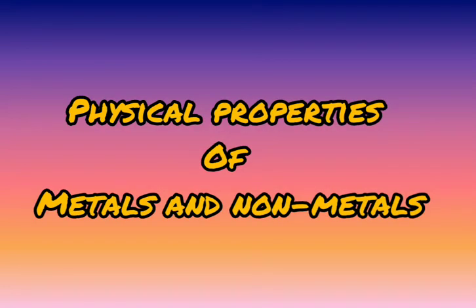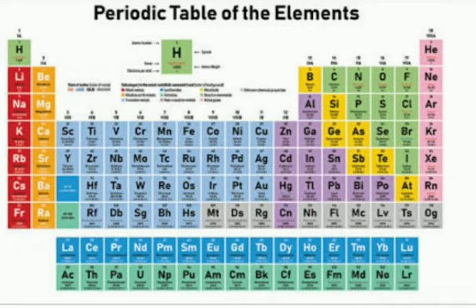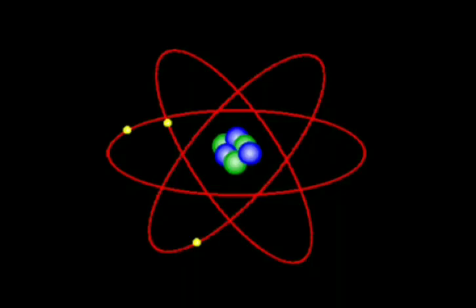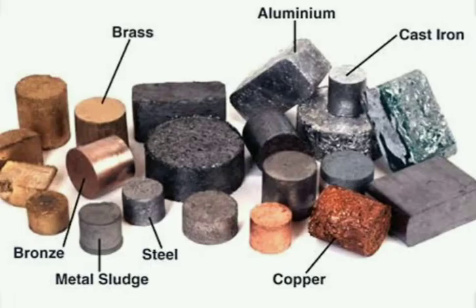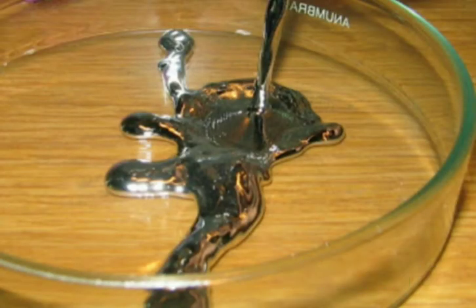Physical properties of metals and non-metals. So firstly, what are metals? If we talk in the scientific language, metals are nothing else but elements of the periodic table. Metals are the elements which have extra electrons, or we can say they lose electrons to become stable. All metals are solid except mercury, which is a liquid metal at room temperature.